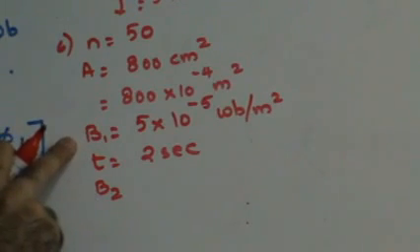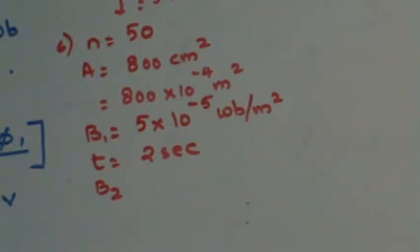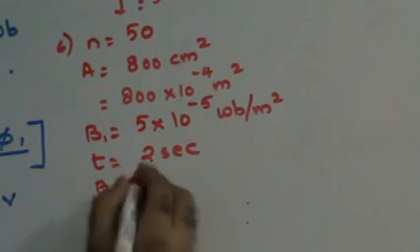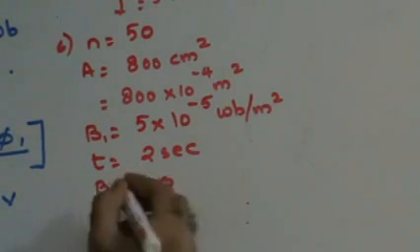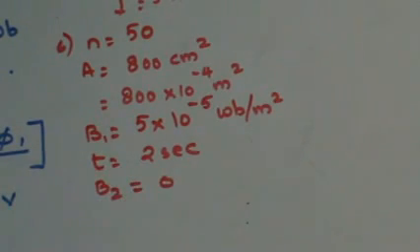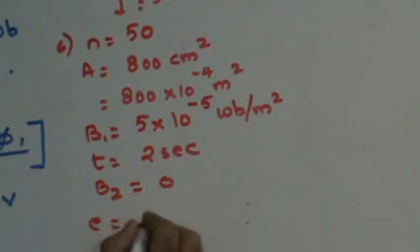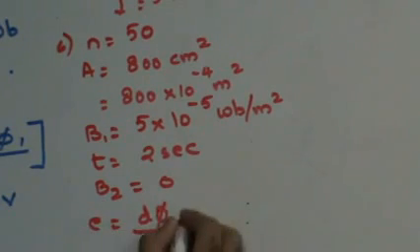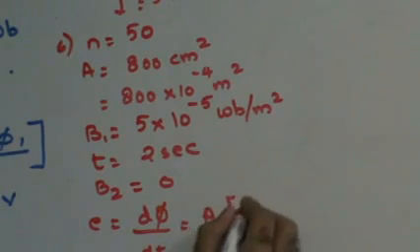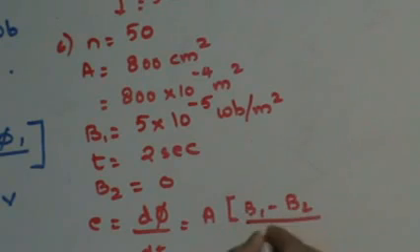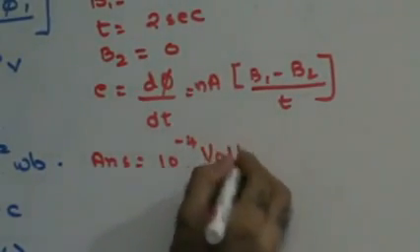It was initially placed in a magnetic field of induction 5 into 10 raised to minus 5. If it is pulled out of the magnetic field, that means my final magnetic field acting on it will be 0. Once I have this, then I can say EMF is change in flux upon time, which is going to be nothing but A into B1 minus B2 upon T. But there are n number of turns, therefore this will be n times A into B1 minus B2 upon T. You have all the values. All you need to do is substitute and get the answer. The answer for this should be 10 to the power of minus 4 volts.